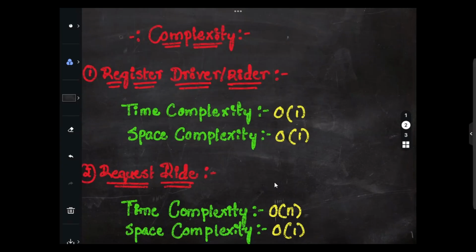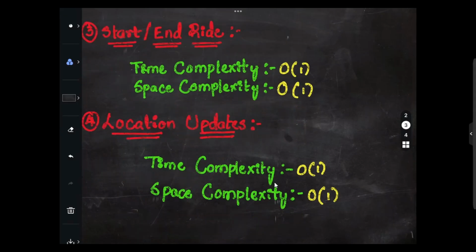First let's go with registering the driver or rider. The time complexity for that method is O(1) and the space complexity is O(1) in this case. Let's go with the second one, request ride. For the request ride method, the time complexity is O(n) and the space complexity is O(1). So just keep this in mind.